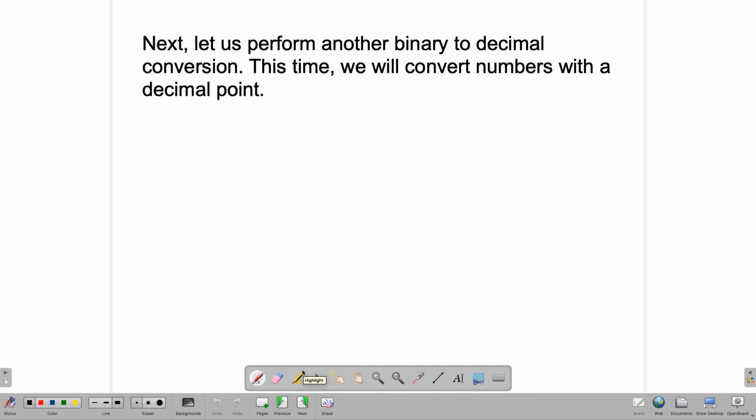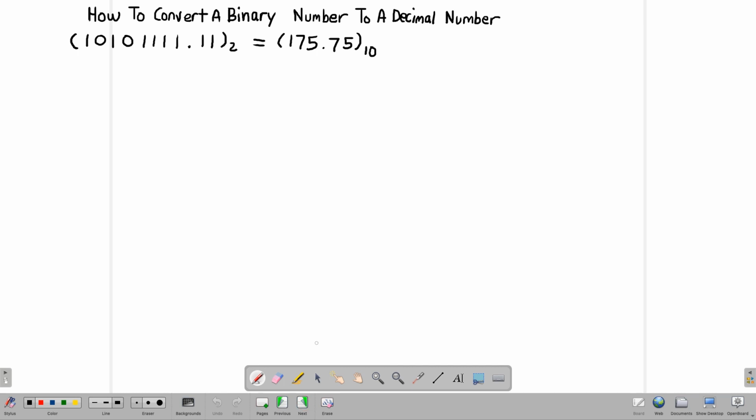Next, let us perform another binary to decimal conversion. This time we will convert numbers with a decimal point. Okay, so this time we have a binary number that includes a decimal point. So it's pretty much the same algorithm, except we have to consider digits towards the right will have a negative exponent, and digits toward the left will have positive exponents. All right, so let's begin.